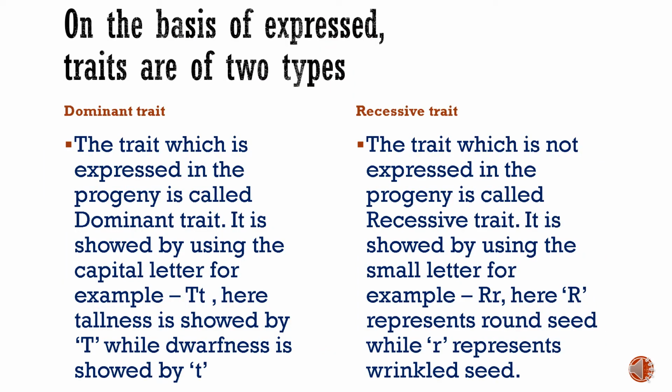On the basis of expression, which means appearing in front of us, traits are of two types. First is dominant traits, second is recessive traits. Dominant traits are those traits which are expressed in the offspring, also called progeny. For example, if a plant has two genotype, capital T or small t, where capital T represents tallness and small t represents dwarfness, then it will be a tall plant because tallness is a dominant trait.